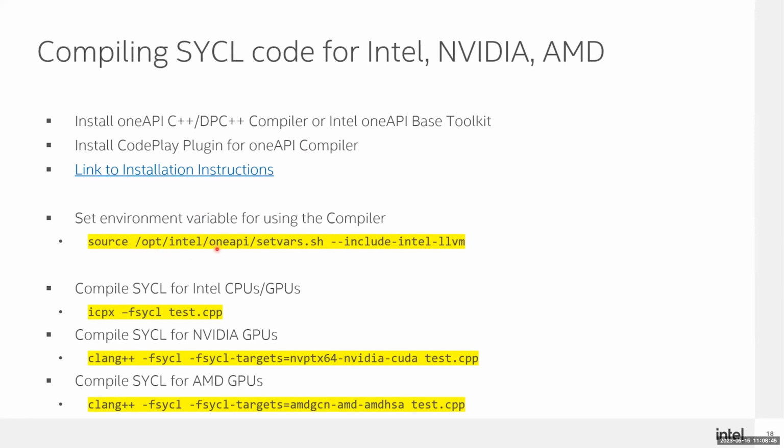We set the environment variable. If you want to compile for Intel CPUs and GPUs, it's straightforward. Just use ICPX and the -fsycl flag, and then specify the source file name. If you're compiling for NVIDIA GPUs, you'll use the clang compiler, and then you would specify the NVIDIA target and then the same file name, right? And same thing for AMD, you specify the -fsycl target, and that's how you can get the same code to actually compile and run on different hardware from different vendors.